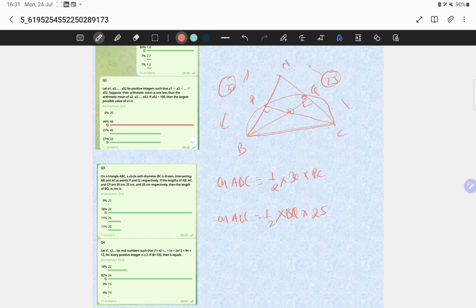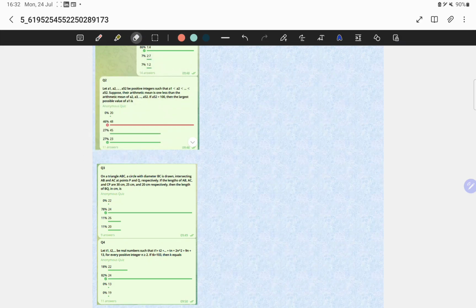So PC we know as 20, so just equate them. So 30 into 20, now we can equate them because the area will be the same. BQ we have to find out. So 5 6 30, 5 5 25, 5 4 20. So BQ is 24, which is the answer to this question. Hope this is clear now. Next one.